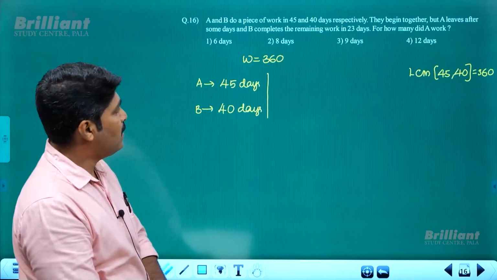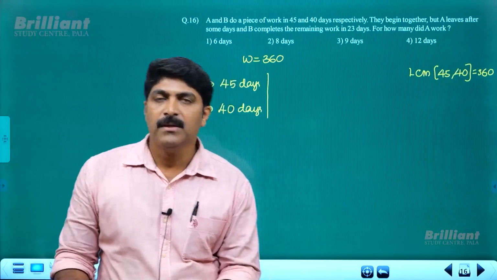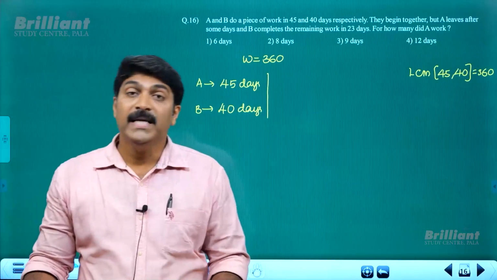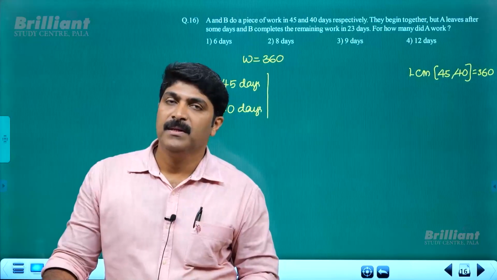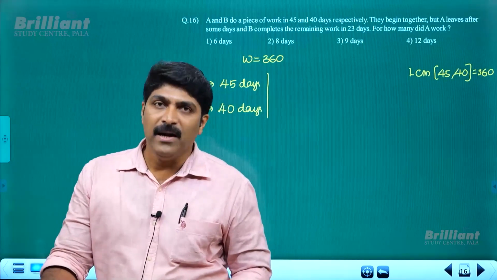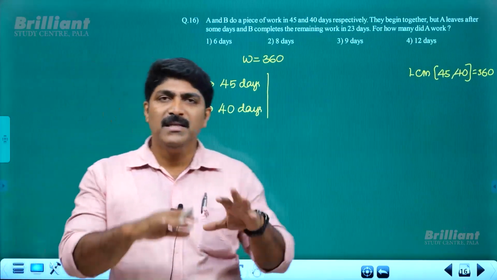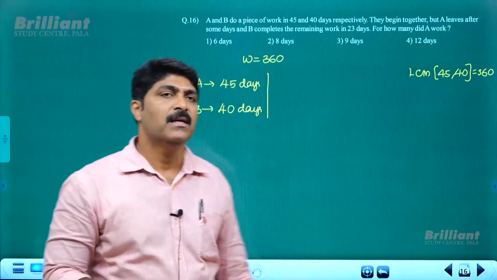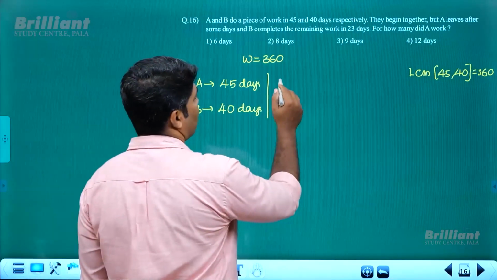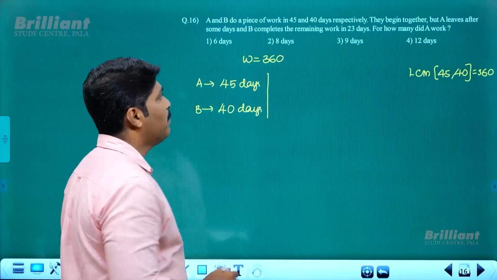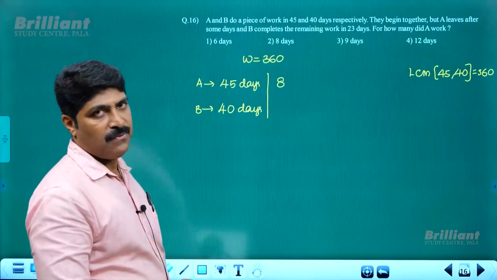You have to visualize the situation. A and B are given a task of binding 360 books. For the completion of this task, if A alone is working, A alone requires 45 days. So if A alone can complete binding 360 books in 45 days, what is the rate of A's work? That means A can cover how many books per day? That means 8 books per day. That is the rate of work of A.